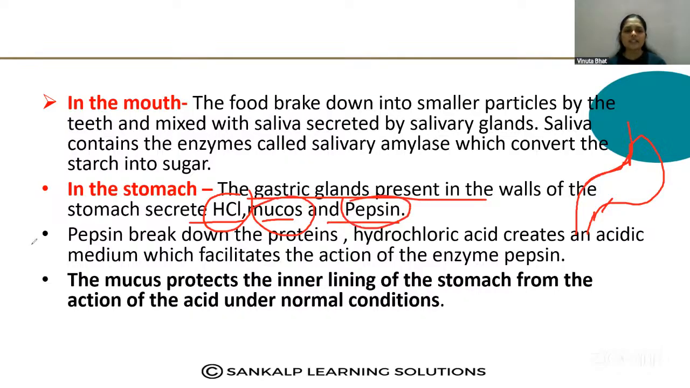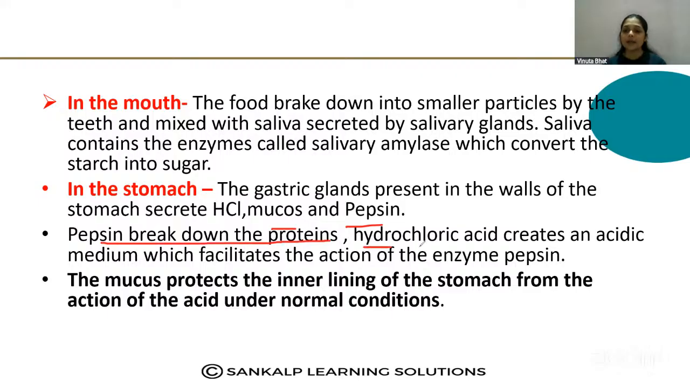Okay. What is the function of this HCl in the stomach, and what is the function of mucus and pepsin? Pepsin breaks down the protein. Hydrochloric acid creates an acidic medium which facilitates the action of the enzyme pepsin. So you know that the function of the pepsin is to break down the proteins. But the pepsin will only work when the medium is acidic. So HCl provides the acidic medium for the pepsin to work.